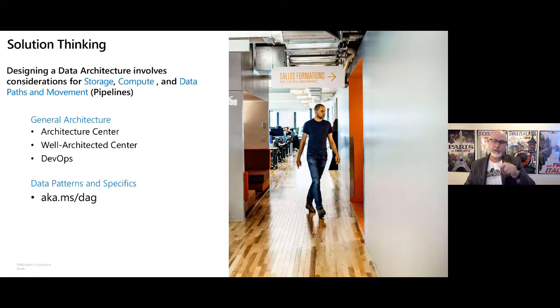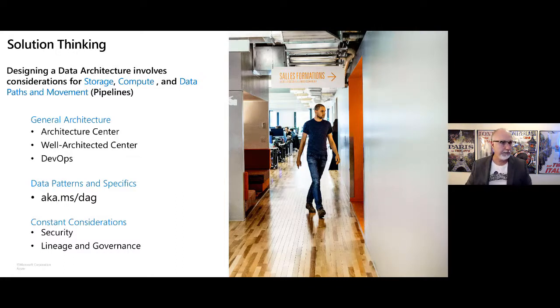Let me get you to this link here. This is one of the few links I'll actually print, aka.ms/DAG for Data Architecture Guide. We will come to that in a moment. Don't click on that yet. We're moving too fast for you to do that. And then we mentioned those constant considerations for security, lineage, and governance.